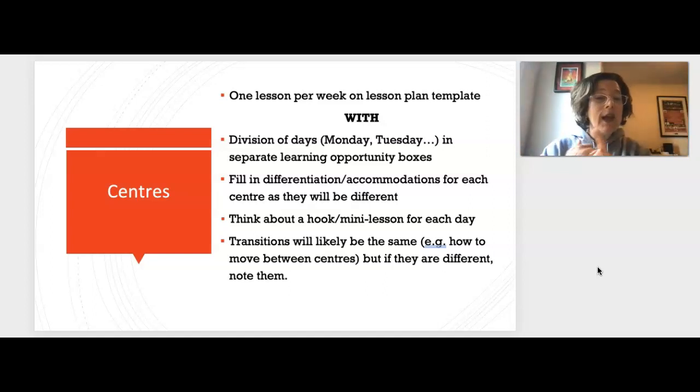Think about a hook and a possible mini lesson for each day. Like, how are you going to introduce the centers? Generally, you don't just go, okay, go kids, right? So think about how you're going to get them going and what is the purpose of this? What's the purpose of the centers? And then transitions will most likely be the same, so how they move between the centers, but if they're different, note them.